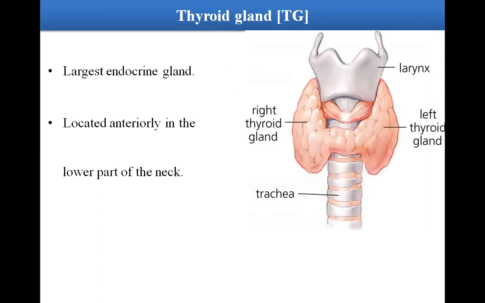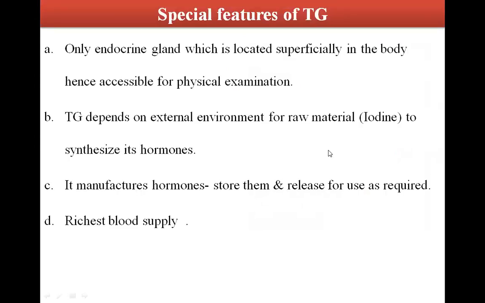The thyroid gland is the largest endocrine gland, located anteriorly in the lower part of the neck. Here you can see the thyroid gland, which is located in the neck. Special features of the thyroid gland: it is the only endocrine gland which is located superficially in the body, hence it is accessible for physical examination.